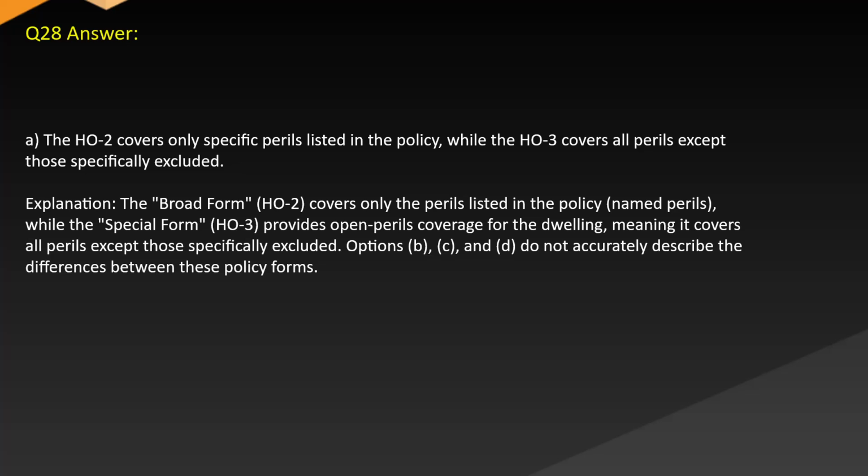Answer A. The HO2 covers only specific perils listed in the policy, while the HO3 covers all perils except those specifically excluded. Explanation: the broad form HO2 covers only the perils listed in the policy, named perils, while the special form HO3 provides open perils coverage for the dwelling, meaning it covers all perils except those specifically excluded. Options B, C, and D do not accurately describe the differences between these policy forms.